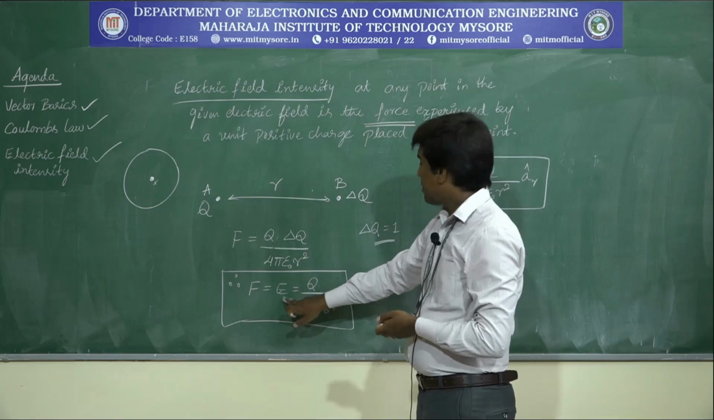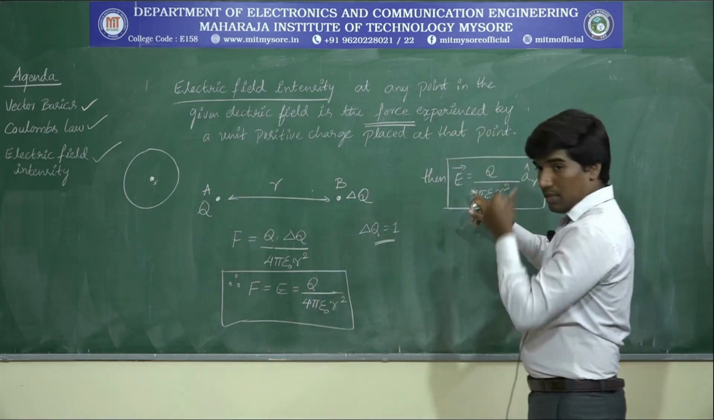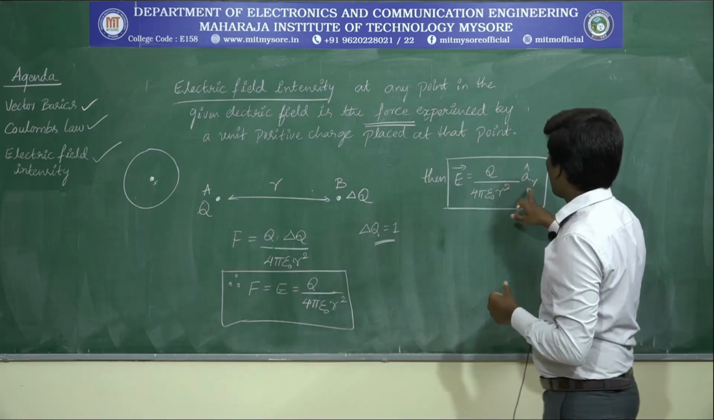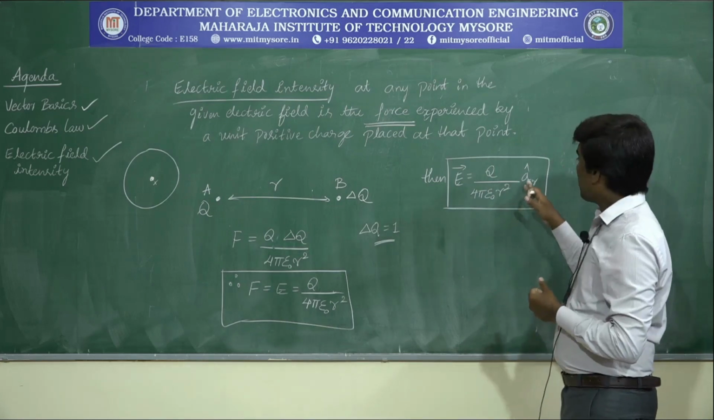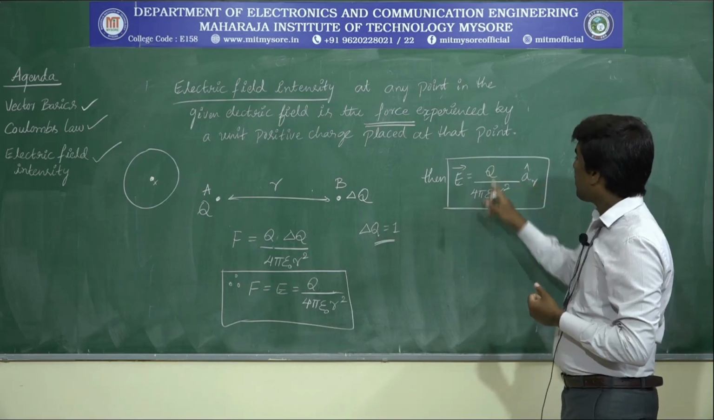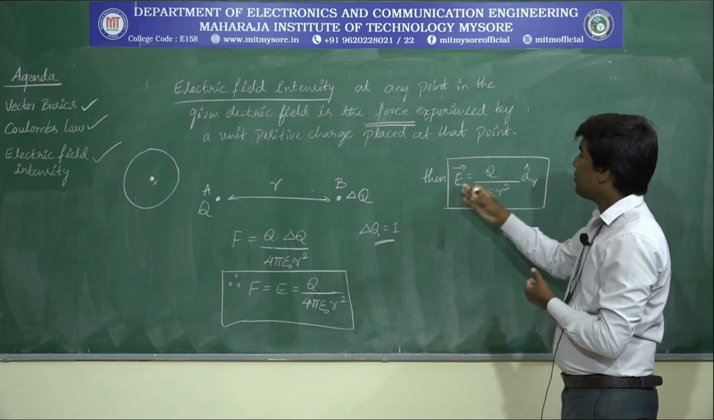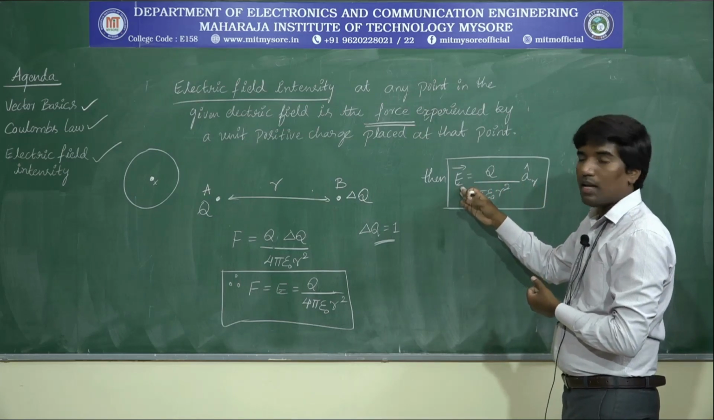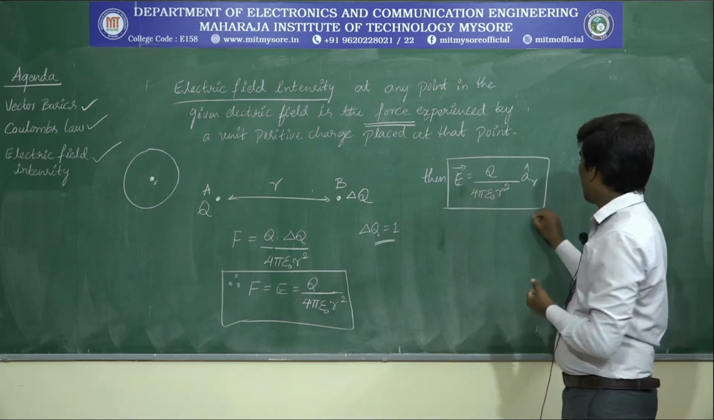electric field intensity. Then coming to the vector representation, by using the directional vector, that is the unit vector given by A cap R, the product of the magnitude and direction gives the vector representation of the electric field intensity, that is this equation.